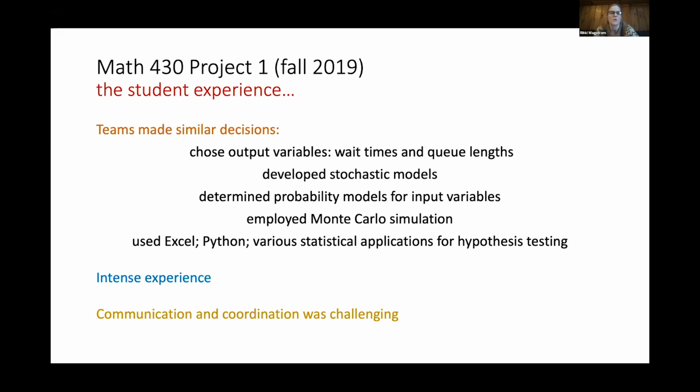So they all chose relatively the same output variables. They all chose to look at wait times and queue lengths. They all decided to work with stochastic models. They determined probability models for input variables. They employed Monte Carlo simulation, and they used a range of applications. They used Excel, Python, and various statistical applications if they were going to do hypothesis testing related to the probability models they were choosing for the input variables.